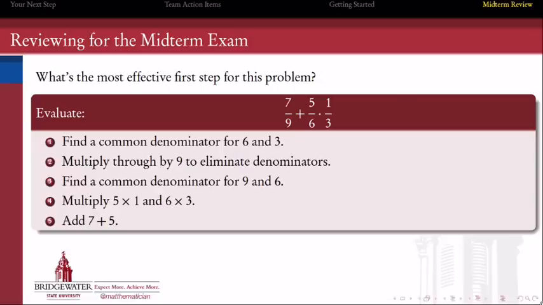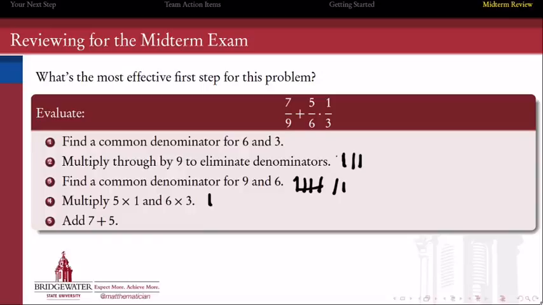I'm interested in your quick response to this, so I'm going to ask you in 5 seconds to vote 1, 2, 3, 4, or 5, and indicate it by the number of fingers on the hand that you hold up. So here are your responses. The first thing that the majority of you wanted to do is find a common denominator for 9 and 6. So somebody that said that, tell me why. What is it about this problem that tells you that that's the most effective first step? How did you make that determination?